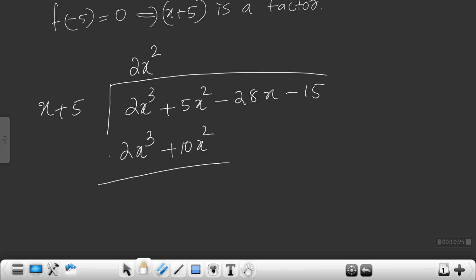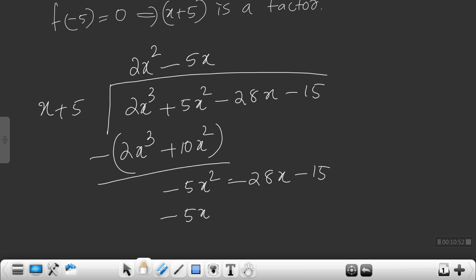While subtracting, we get 2x cube minus 2x cube cancel. 5x square minus 10x square is negative 5x square. Then the remaining term negative 28x minus 15. Again divide negative 5x square by x. We get the second term of the quotient, negative 5x. Then multiplying by the divisor, negative 5x into x, negative 5x square. Then negative 5x into 5, that is negative 25x.